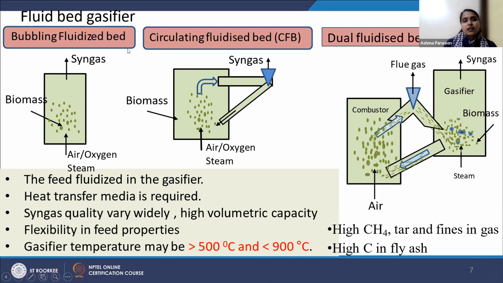So fluidized bed reactors are obviously more efficient, better than the fixed bed. And also they have higher volume capacity than the fixed bed reactors. Here the gasifier temperature is between 500 to 900 degrees centigrade.